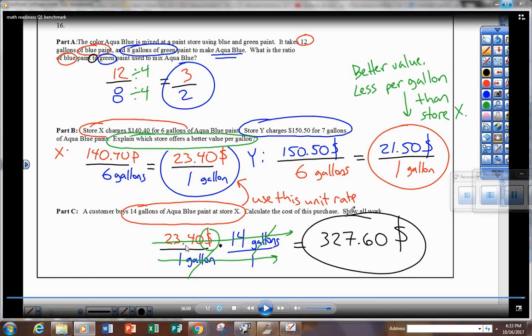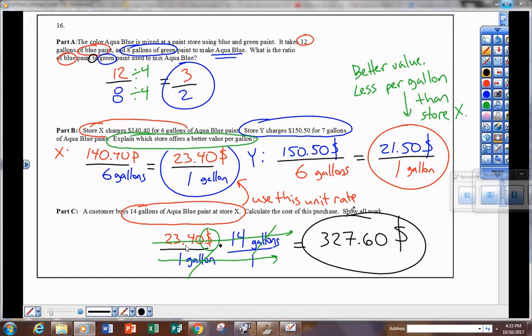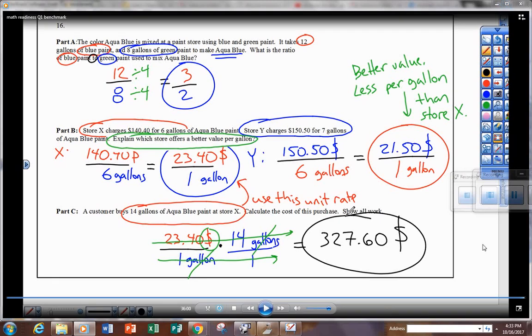All right, for the last problem on that paper, I believe this is problem 9. I could be mistaken, but for problem 9 or the very, very last problem, to prove to me that you were watching this, I want you to buy 14 gallons at store Y. I want you to use this conversion of 21.5 and times that by 14 gallons and show me those gallon units cancel away. So again, the last problem, buy 14 gallons at store Y's unit rate. So take 21.5 times 14 and show me the units. That will prove to me that you watched this.